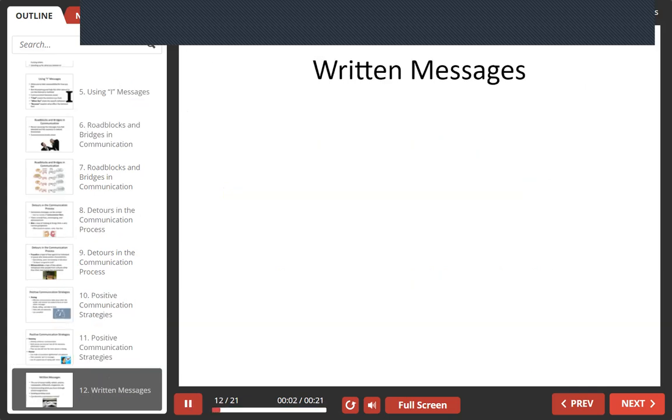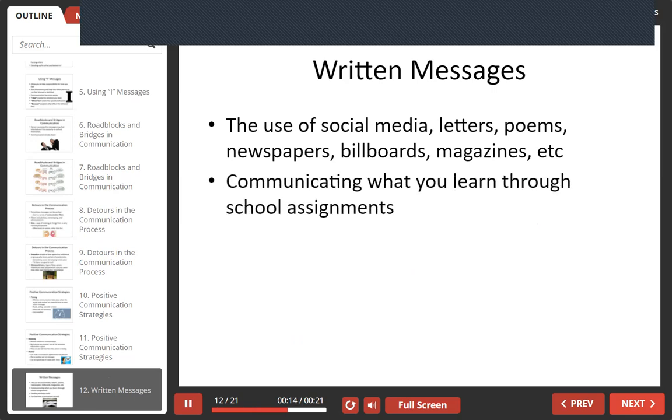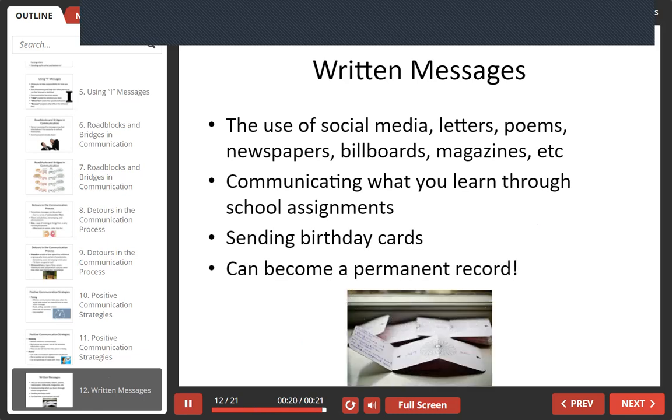Written messages, on the other hand, include the use of social media, letters, poems, newspapers, billboards, magazines, etc. And it includes also communicating what you have learned through school assignments. It can also include birthday cards and can become a permanent record.